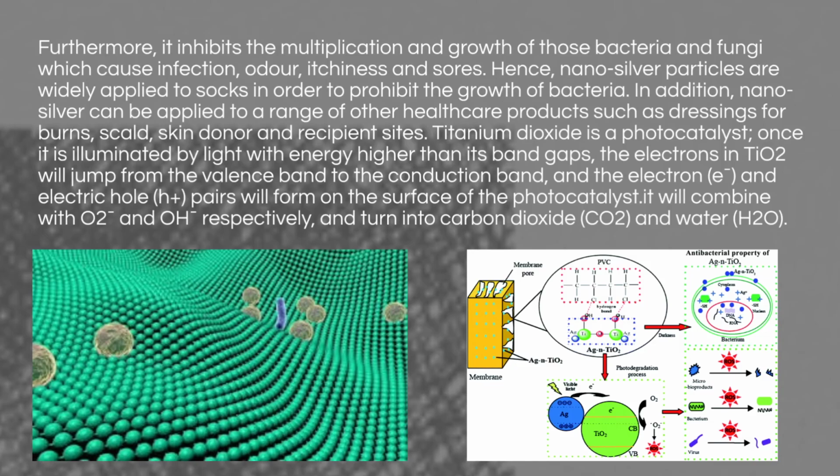Titanium dioxide is photocatalytic once it is illuminated by light with energy higher than its band gap. The electrons in titanium dioxide will jump from the valence band to the conduction band, and the electron and electric hole pairs will form on the surface of the photocatalysis. It will combine with oxygen and hydroxyl respectively and turn into carbon dioxide and water.